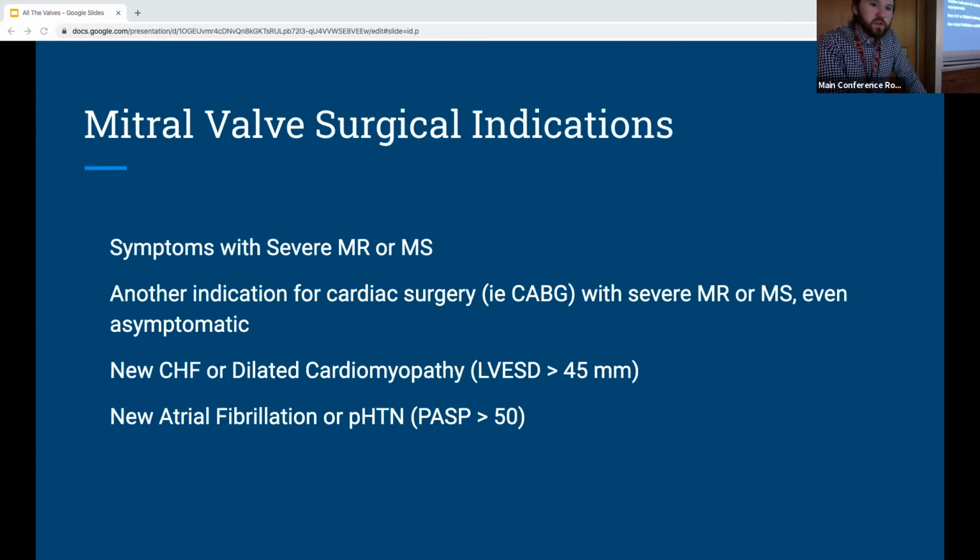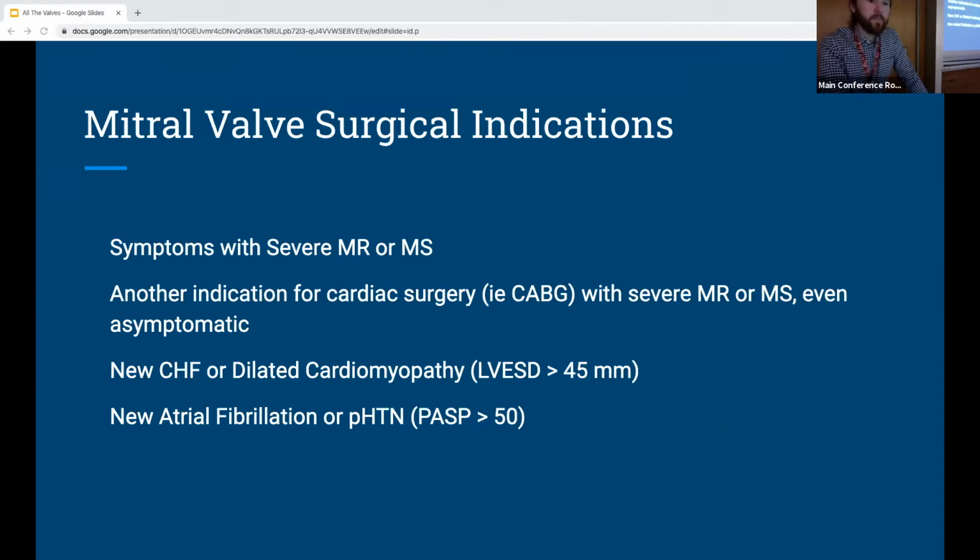So some of the surgical indications for mitral disease: if you have severe MR or MS with symptoms, that becomes a surgical indication. If you have severe disease on echo and you don't have symptoms, then a lot of times the surgeons will want to wait. Another indication would be if you have any other indication for cardiac surgery. For instance, if you have a dilated aorta, if you need a CABG, if you have anything else going on and you have severe or even relatively moderate disease, a lot of times the surgeons will replace the valves at that time.